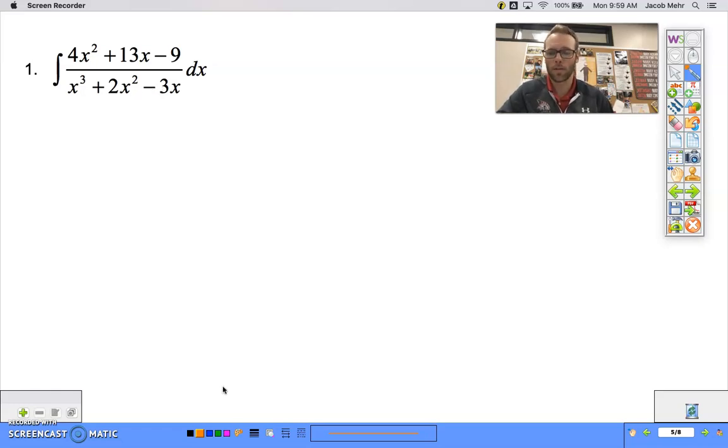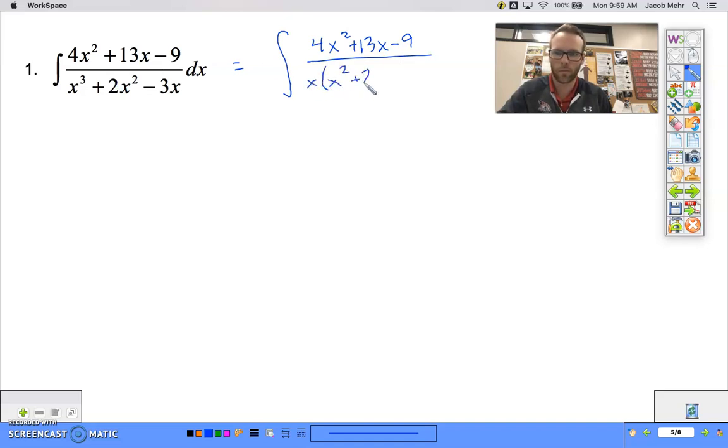So we know the first thing we have to do is factor that denominator. All right, so let's factor out an x. And nope, that's a minus 3. Now looking at this, x squared plus 2x minus 3, that's x plus 3, x minus 1. All right, we have it factored.